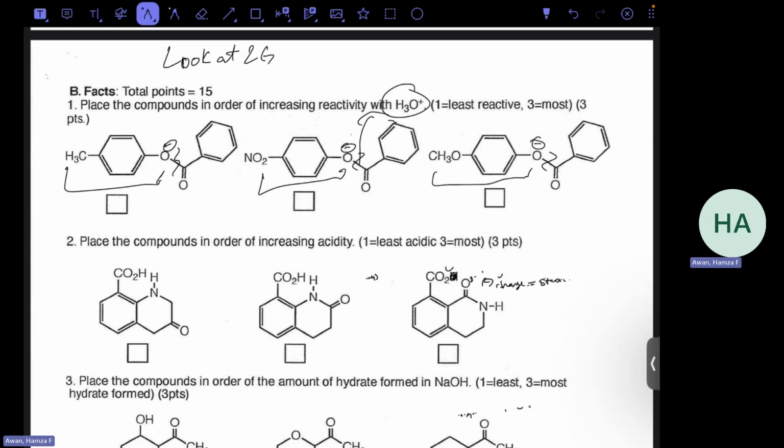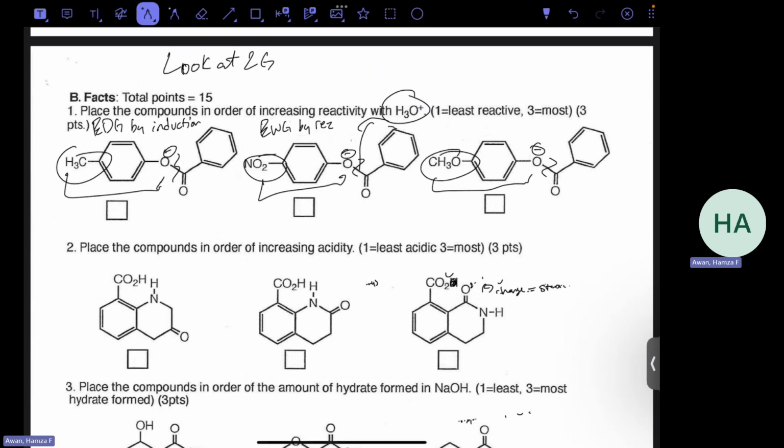So on this first one, we have an electron donating group, the CH3. This is an electron donating group by induction, right? This NO2 right here is an electron withdrawing group by resonance. And then this OCH3 right here is an electron donating group by resonance. Okay. So what do we know about electron donating groups?